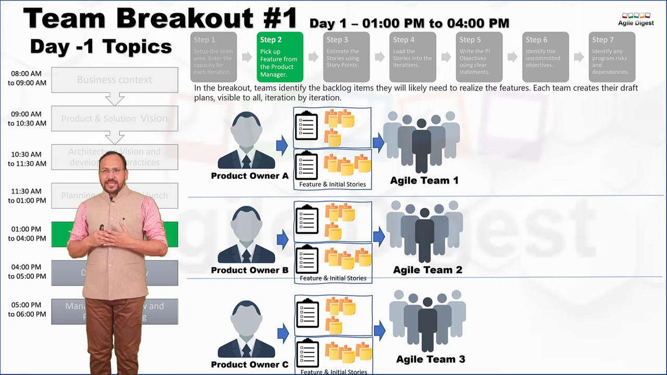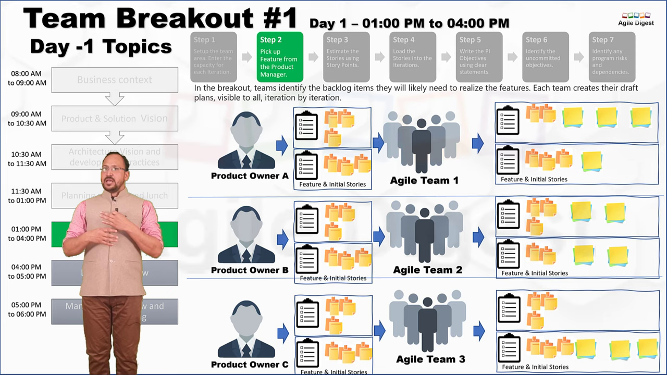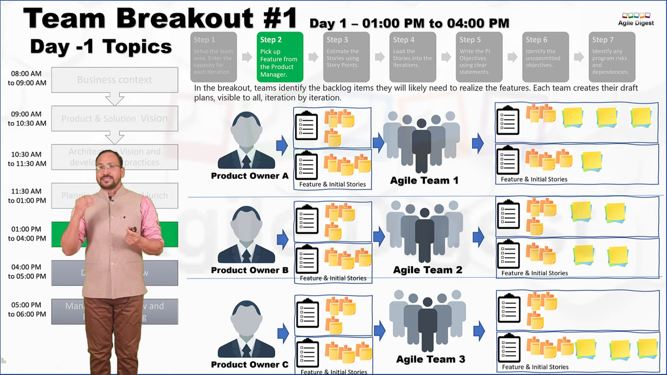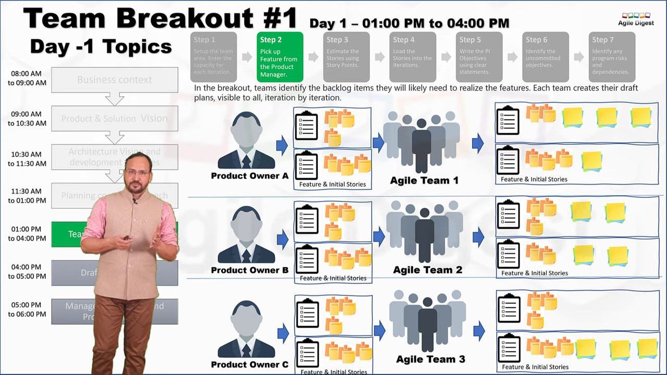So the team will start working on them, and the team will then eventually create a few more new stories and new enablers, or they can remove some stories or split some stories, and they will be working. That's the second step we are talking about. We still have to do the seventh step within this breakout session.